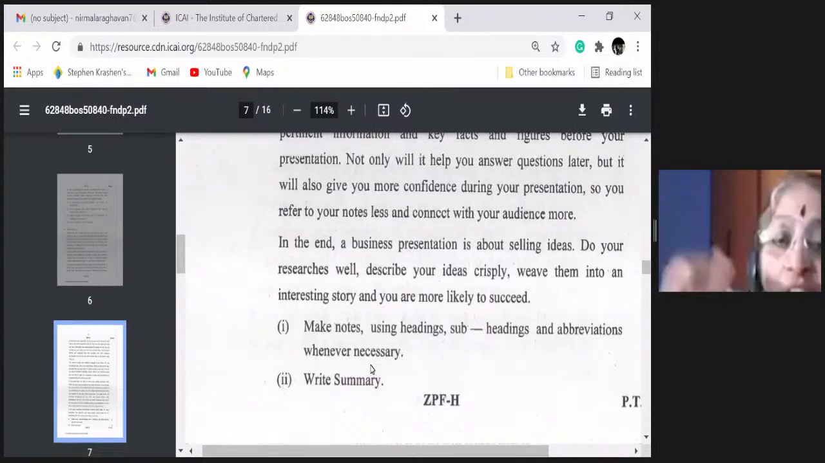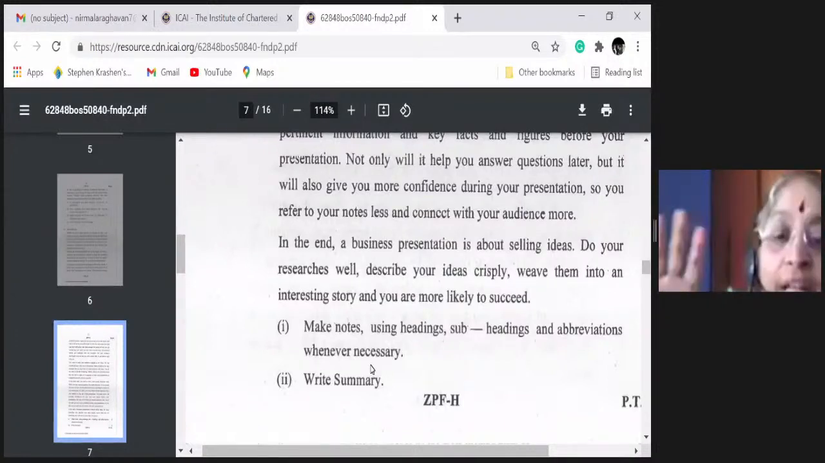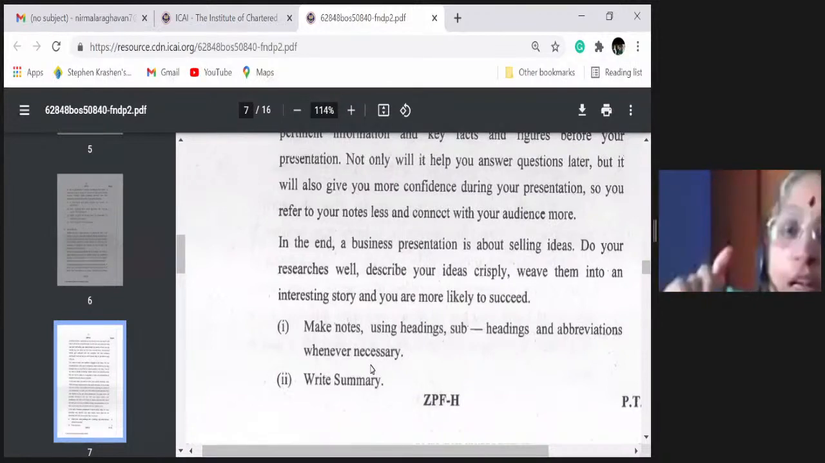You're just perfect. Okay. Now, do your research as well. Describe your ideas crisply. Weave them into an interesting story, and you are more likely to succeed. So that can be the last paragraph, on successful presentations. Research well, crisp ideas, interesting story, and that's success. So you have, say, 5 subtopics that you can easily write.